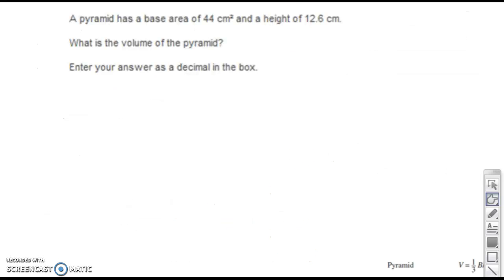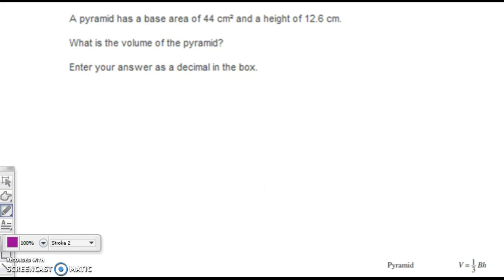All right, so let's solve some problems. A pyramid has a base area of 44. So I'm going to go ahead and label that as big B, because big B stands for base area. And a height of 12.6. What is the volume of the pyramid?